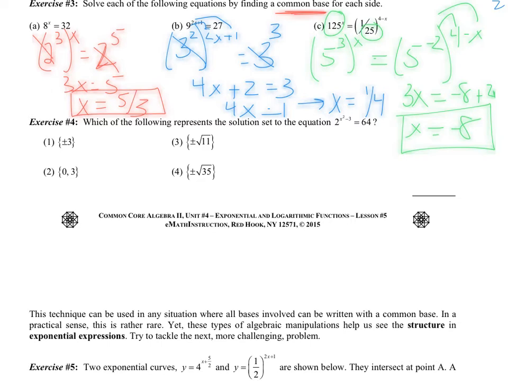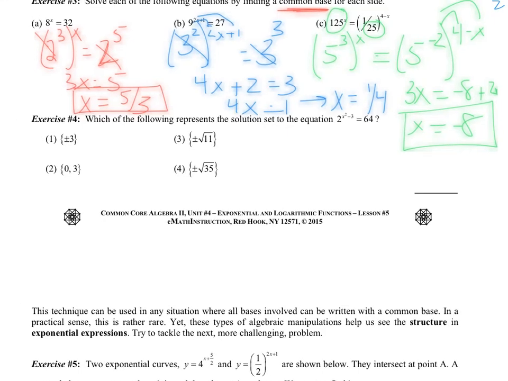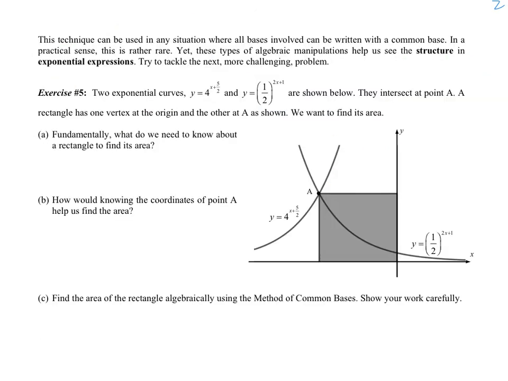For exercise 4, we're trying to find the solution set. So what I'd like you guys to do is rewrite this equation. Go ahead and solve for x, and then write the correct answer into Schoology. So this is your Schoology submission number 1. Let's look at a different type of situation.